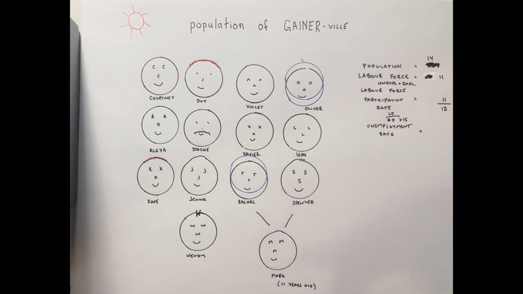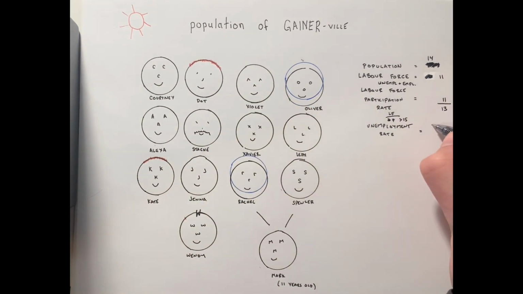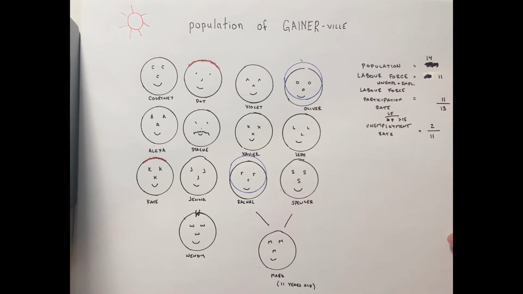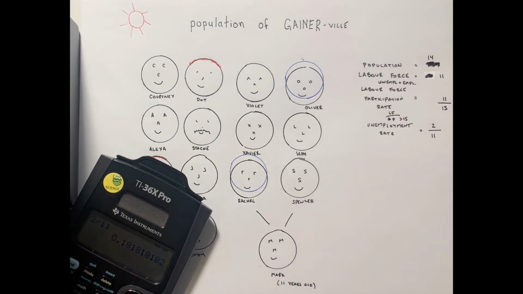And now our unemployment rate is the number of unemployed, which is Kate and Dot. Both are looking for work and do not have it. 2 over the labor force, which is 11. So that's our unemployment rate. And we can get this down to a fraction or to a decimal, which is more common to see. But that's going to be 11 over 13. So that's 84% labor force participation rate. And then 2 divided by 11. That's an 18% unemployment rate, which is pretty high for a city, if I say so. So that's how we measure it.